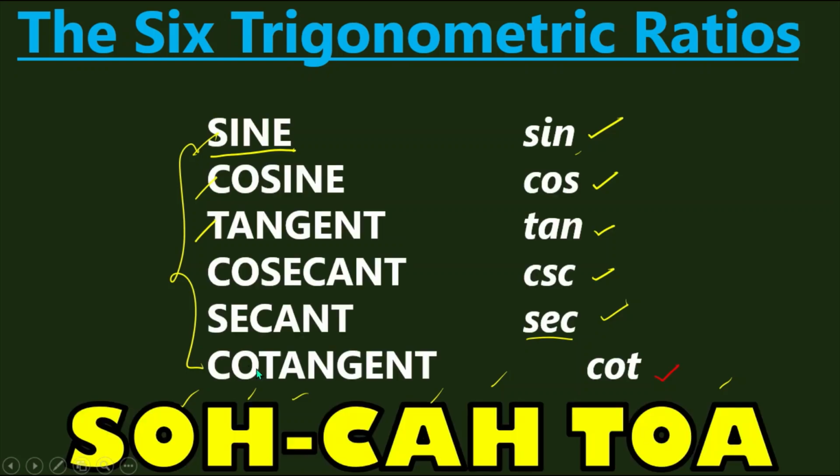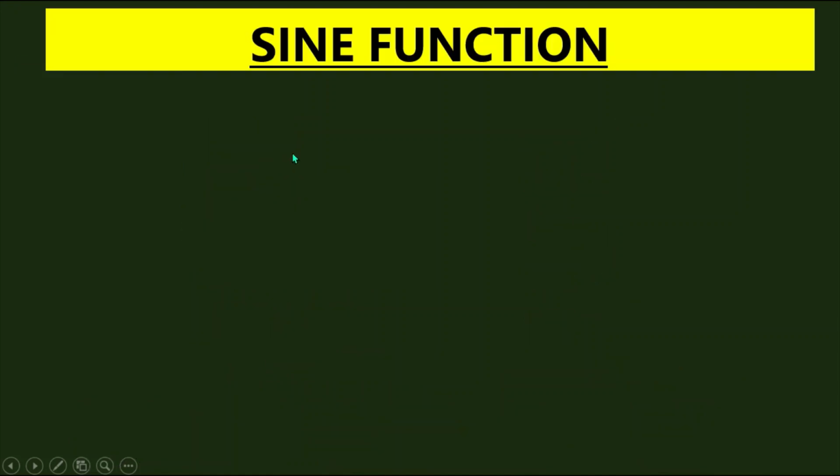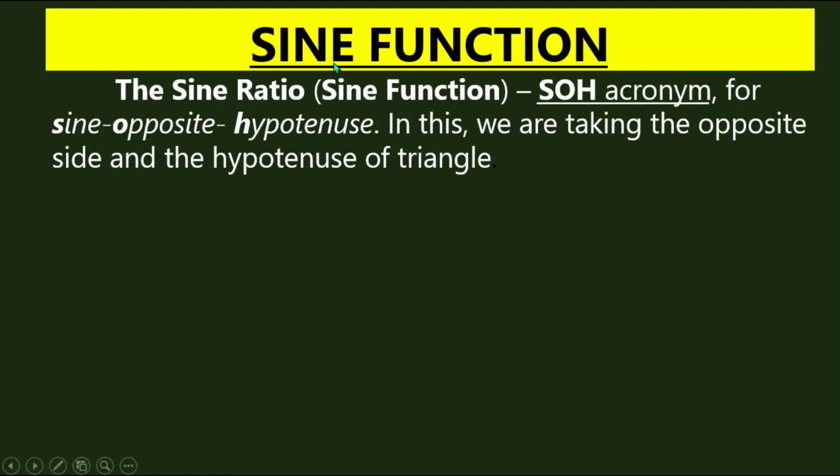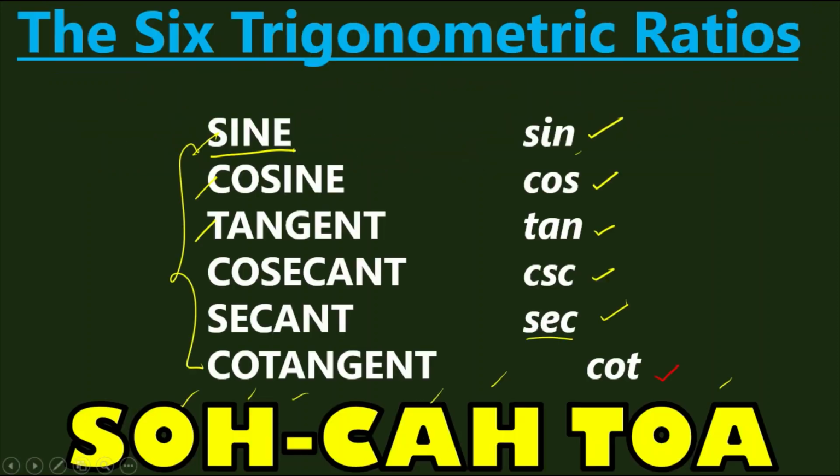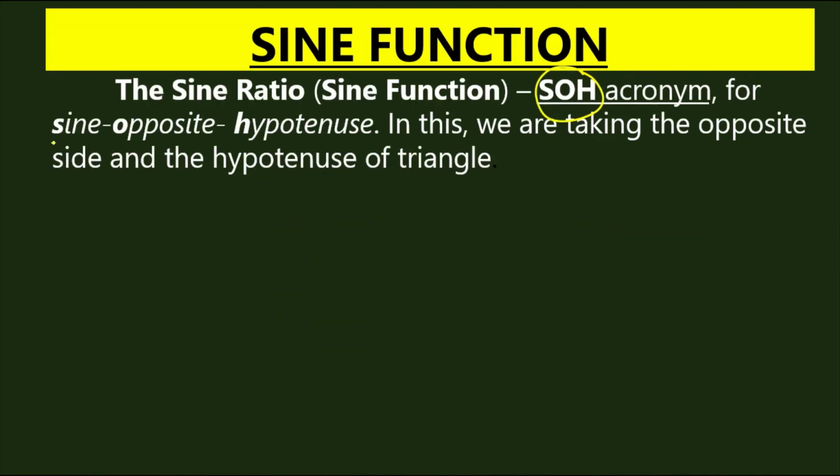Okay, so let us discuss all these trigonometric ratios. We have three basic trigonometric functions, the three from the six trigonometric ratios. One of that is the sine function. When we say sine function or sine ratio, we are going to use the SOH from SOHCAHTOA. It means the sine, opposite, and hypotenuse.